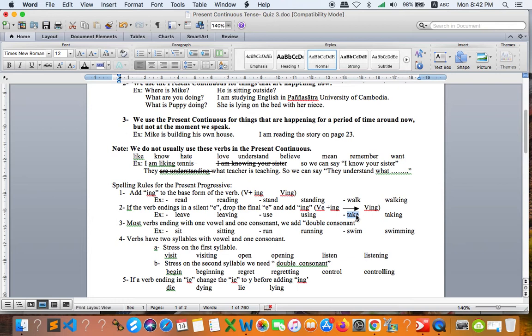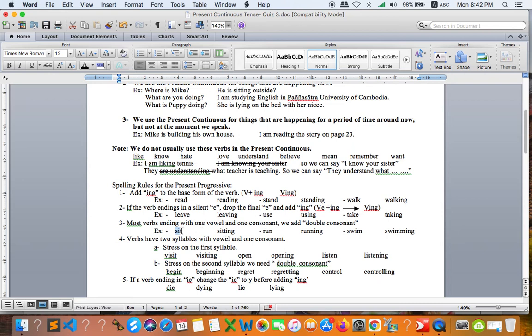So you just add ing. And number 3, most verbs ending with one vowel and one consonant, we add a double consonant. As you can see right here, I is a vowel and T is a consonant, or you can say CVC. When it comes to CVC, everyone, you have to double the final consonant.